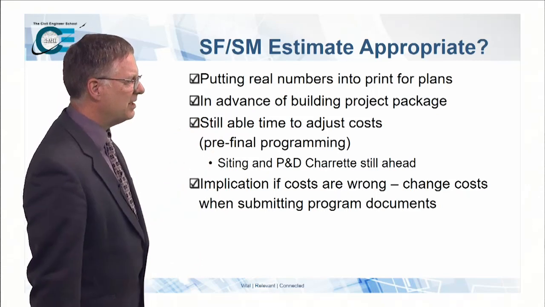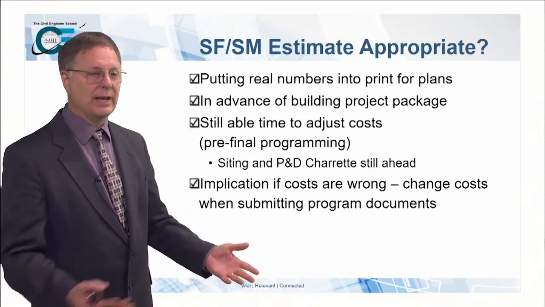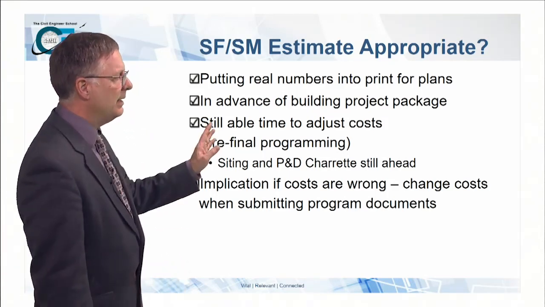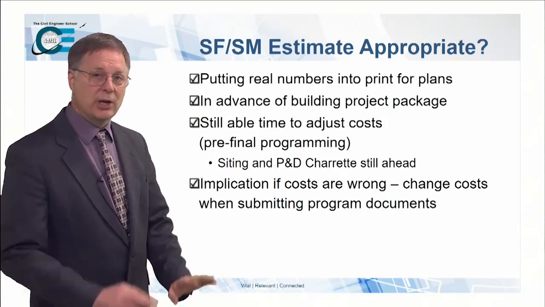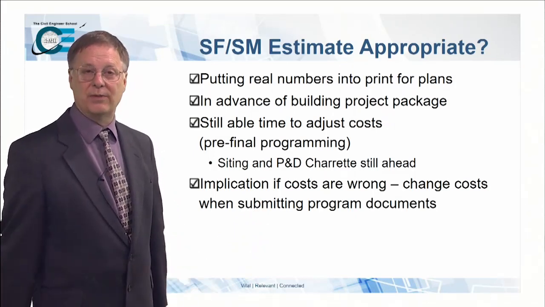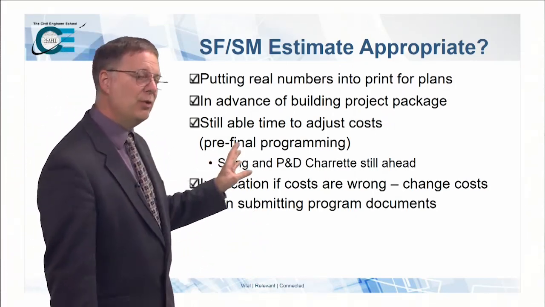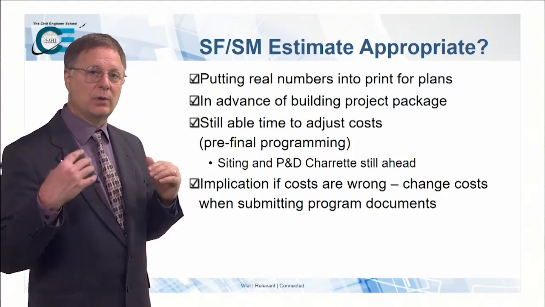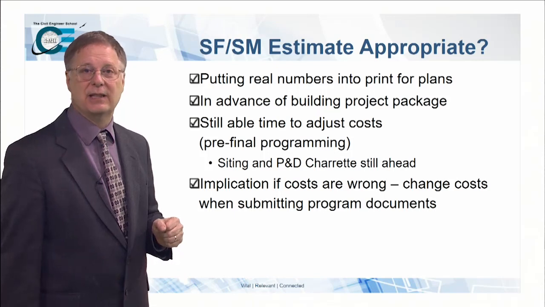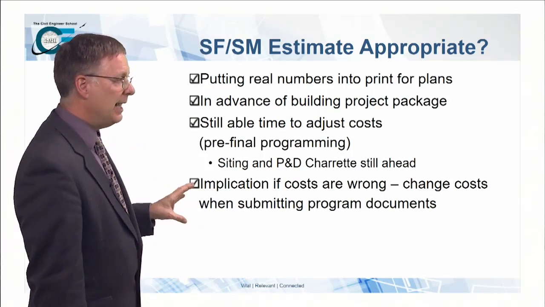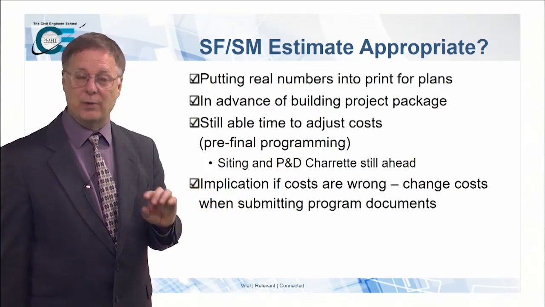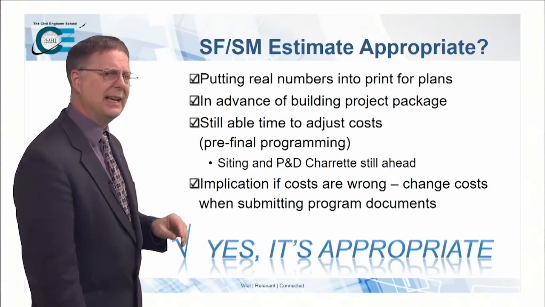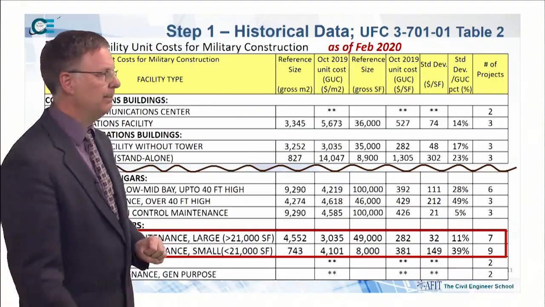So is it appropriate at this time? Well, we're putting numbers into print. We got an Air Force Form 332. We have to process that and put it into the programs. It's in advance of building the project package. We know that we haven't got any more details than what we've got right now, and we presume that we're still able to adjust those costs. We're not dealing with the DD Form 1391. We still have to get the money to run the siting and the charrettes and all that other kind of stuff. If it's wrong, we're prepared, and we make sure everybody else is prepared, to adjust the costs. So for this example, yes, it's appropriate.